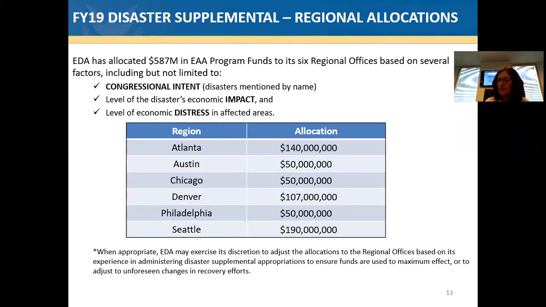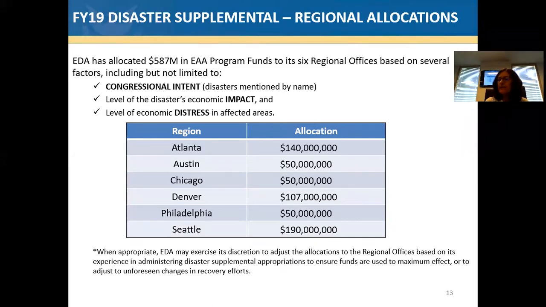EDA awards its disaster supplemental funding through its regional offices. Thus, it is very important that you know which regional offices represent your state. Regional contacts are listed in our Notice of Funding and also on our website. At the end of this webinar, I will show you a map so you have a sense of which regional office services your particular location.